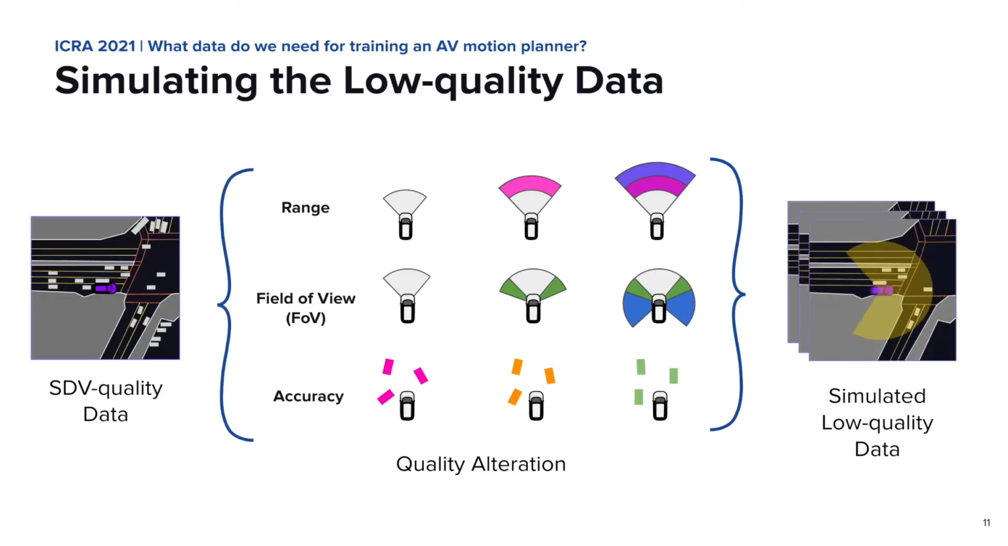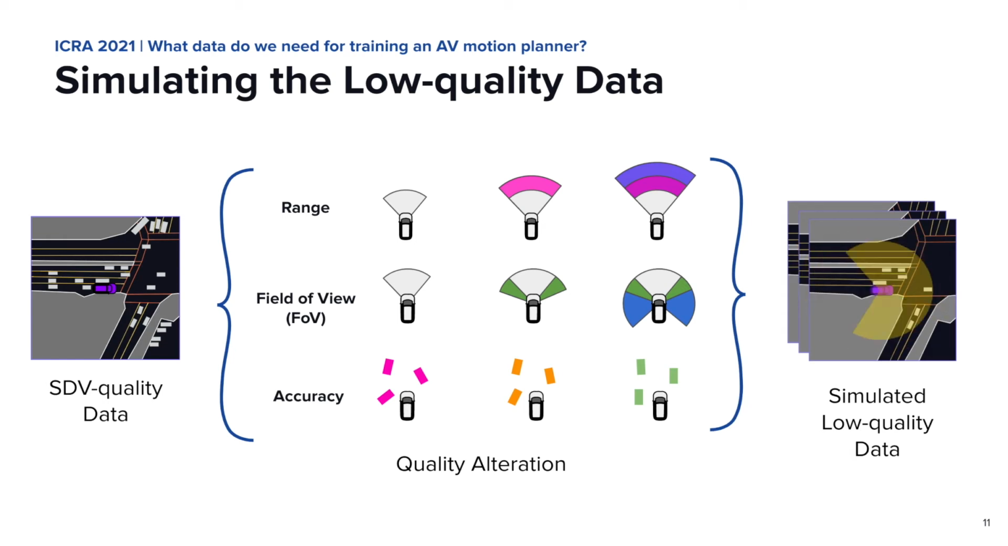Let's take a closer look at how we simulate lower quality data. We process the sensor data into mid-level representations that contain the semantic maps, the ego, and the agent poses, which can be easily manipulated and simulated. We use a quality alteration module to create simulated low-quality data by limiting the range and field of view, or changing the perception accuracy by adding random noises to the agent positions.